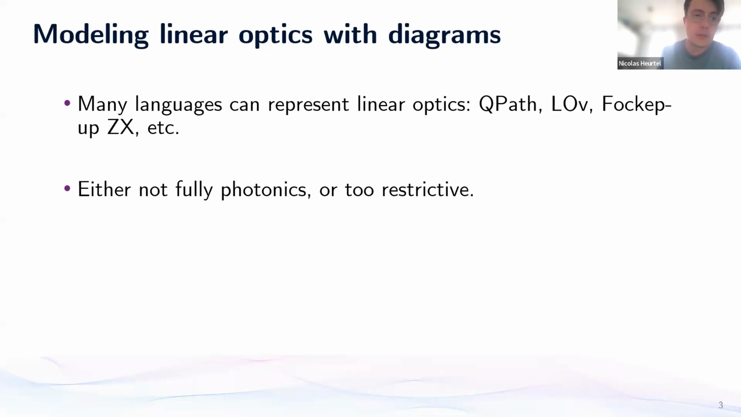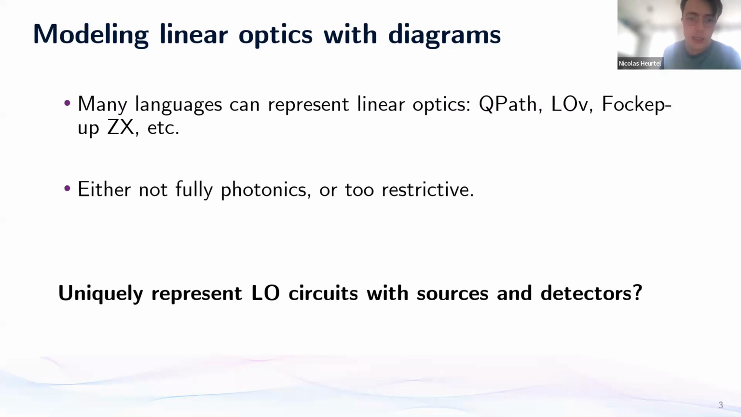However, all those works are either not fully photonic, so they have generators which are not directly linear optical components, or sometimes they are too restrictive. For instance, in Love, for those who know it, you don't have all the sources, and there is no many-photon semantics. So the purpose of this presentation is to go toward the question: is there a unique way to represent linear optical circuits with sources and detectors?